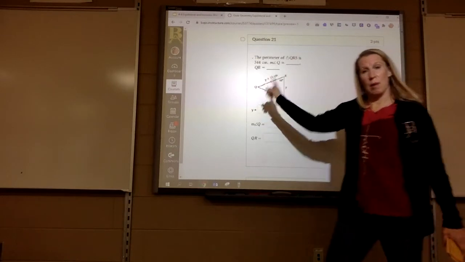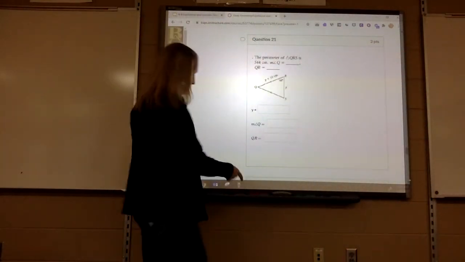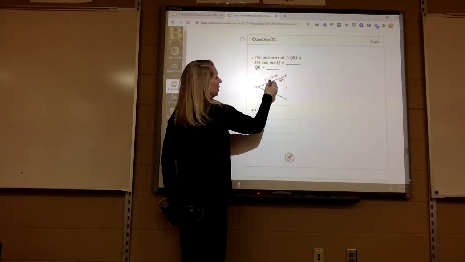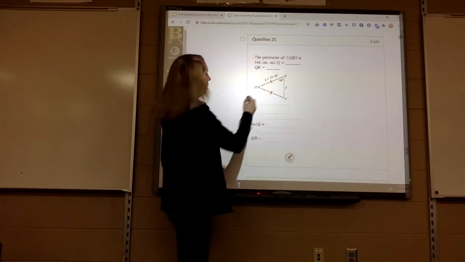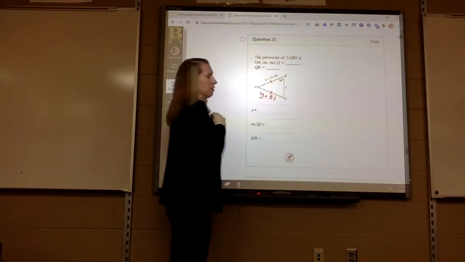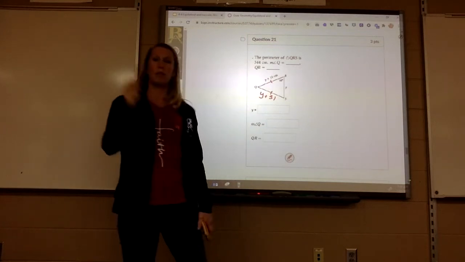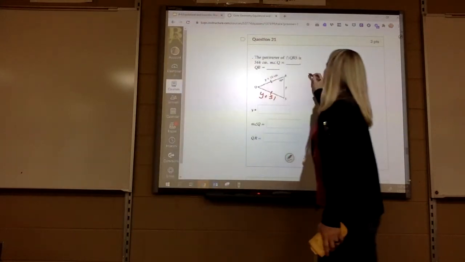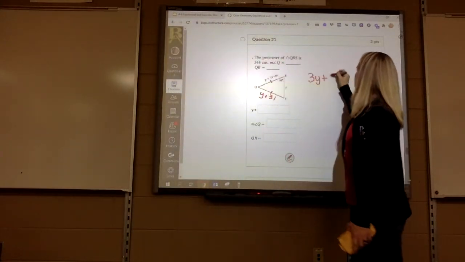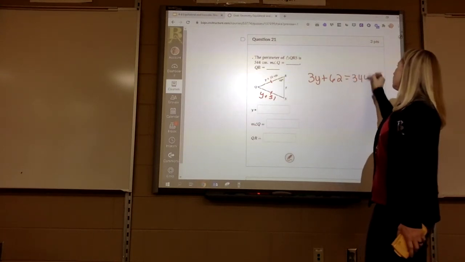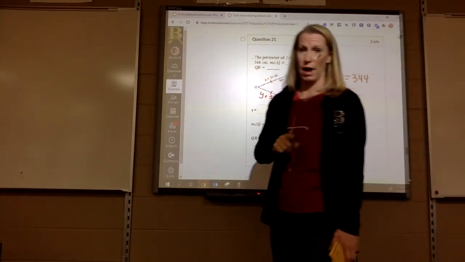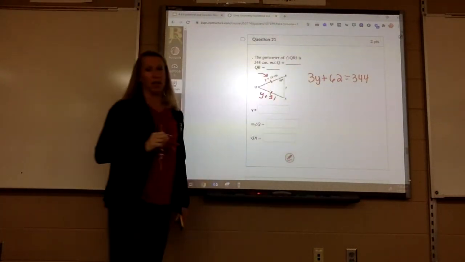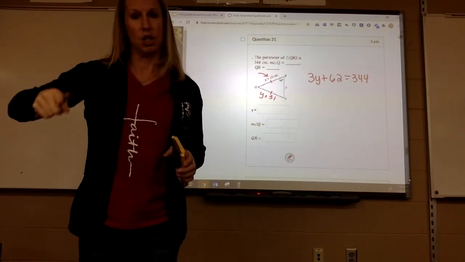This is another perimeter problem, and that one's going to be on your test. So perimeter, you add all the way around. So if you know that this side is y plus 31, it's marked equal to that side, so that's also y plus 31. So I have y plus 31 plus y plus 31 plus y equals the 344. So that's going to make 3y plus 62 equals 344. You're going to solve for y. After you get y, plug it in to find QR. So you'll do whatever y is plus 31.